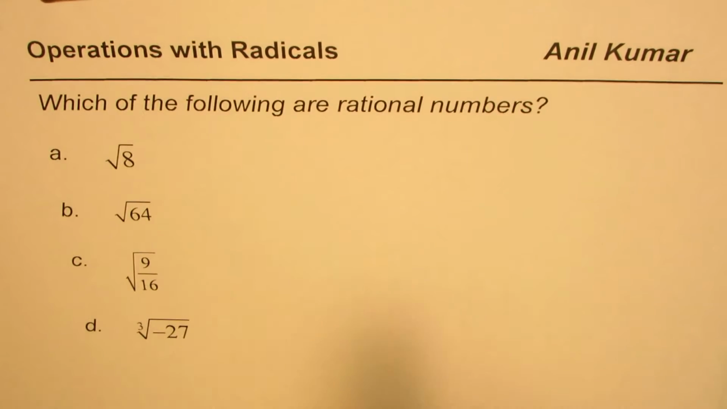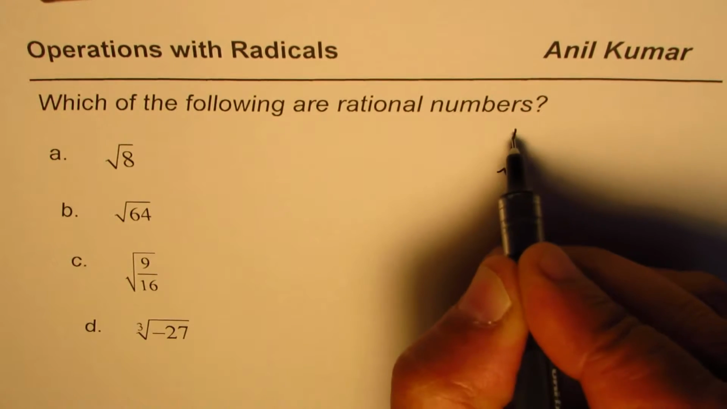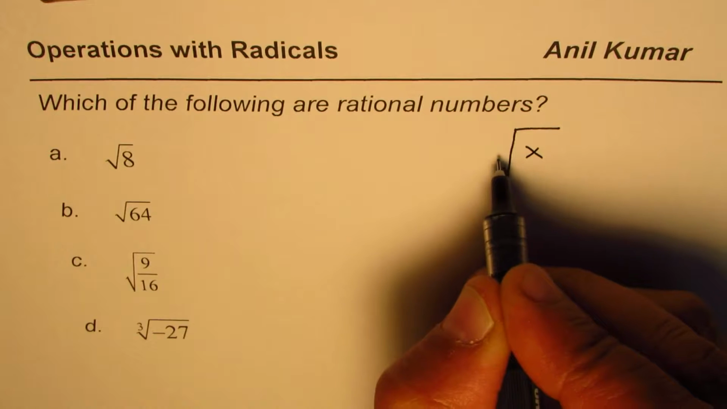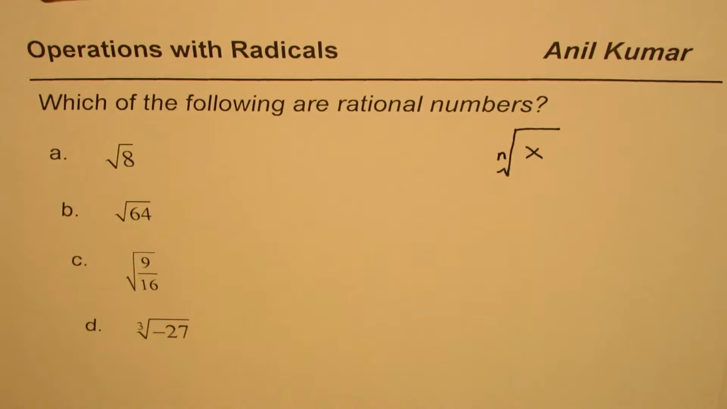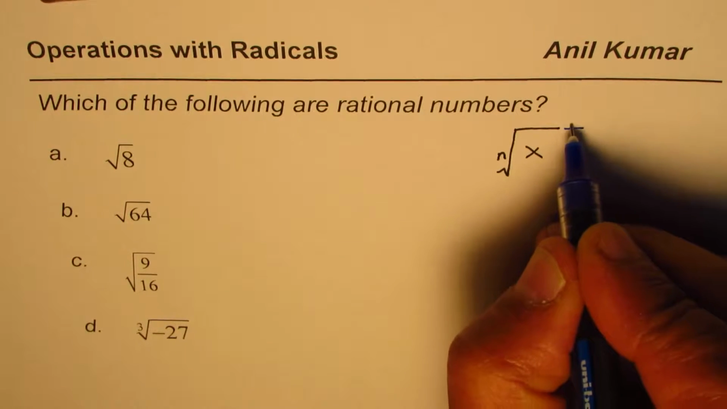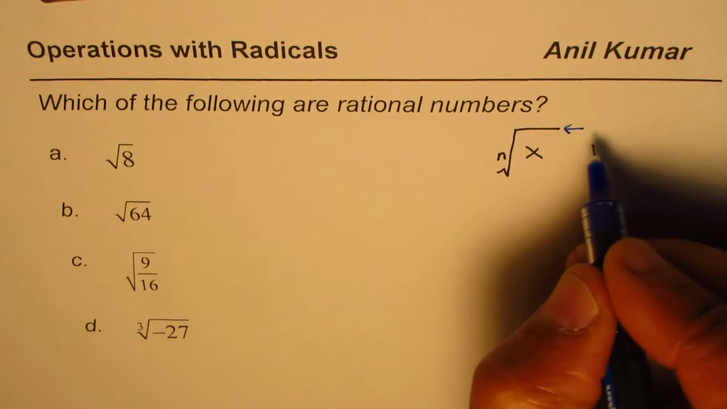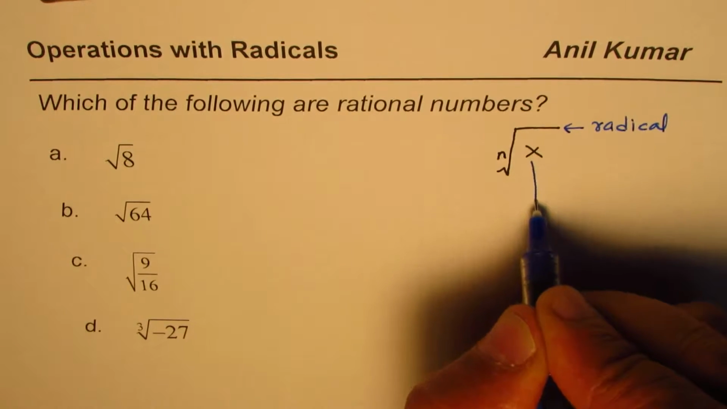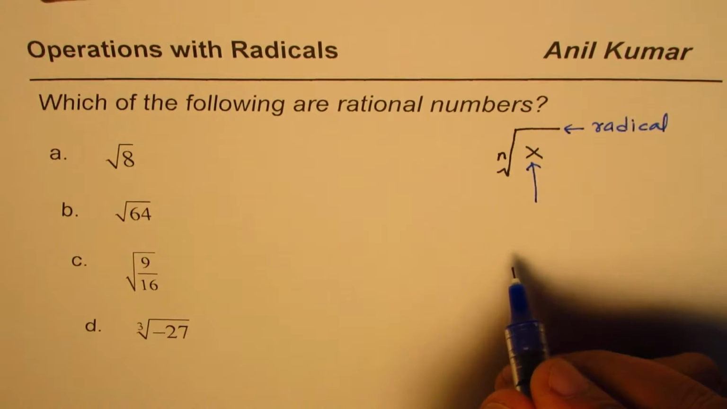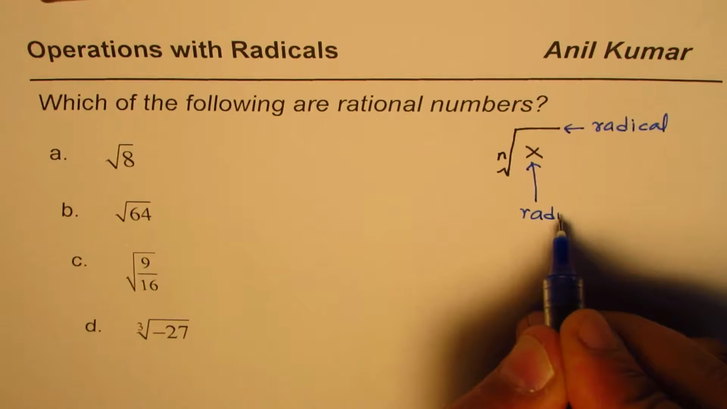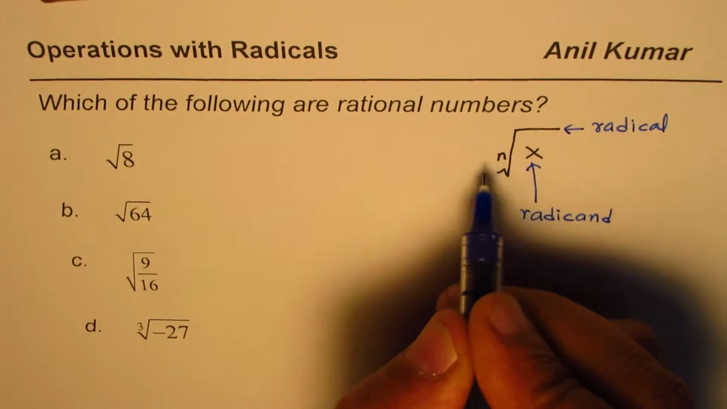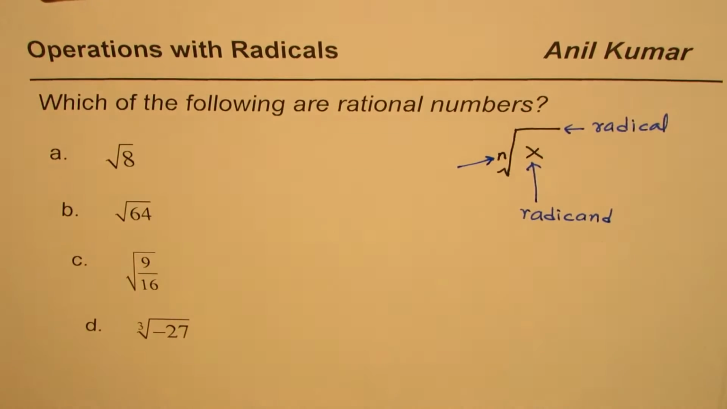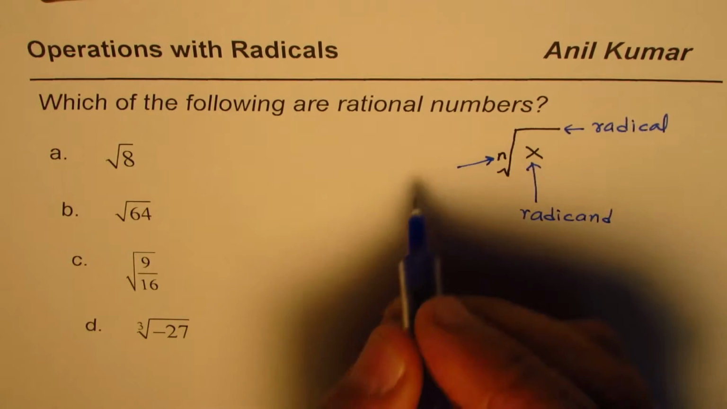Now we are actually working with radicals. Radicals are written normally as, let me write down a general radical, say x with n here. In radicals, this sign itself is called the radical sign. The number inside the radical sign is called the radicand. And the root is called the index.